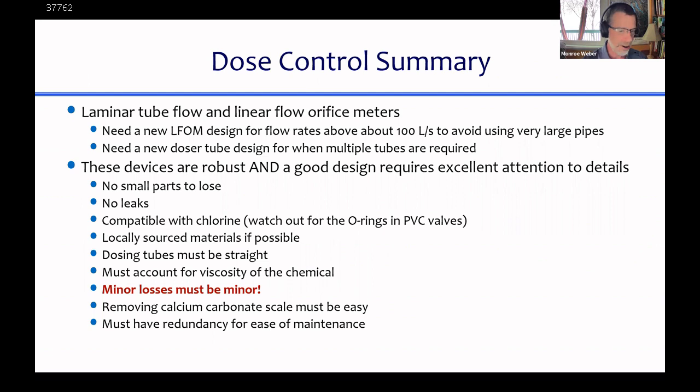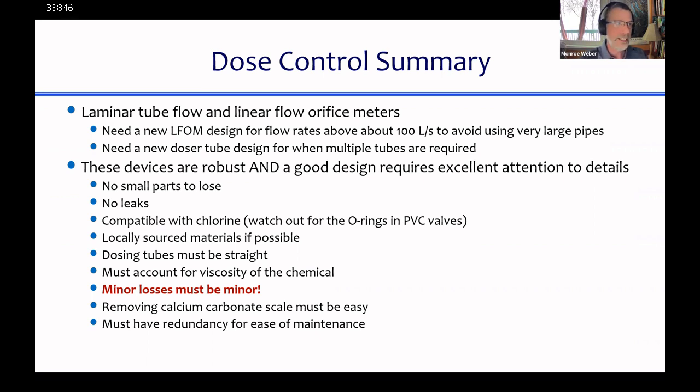So my summary of all this related to dosing: we need these two systems, laminar tube flow for our dosing tubes, and a linear flow orifice meter. There are opportunities for improvements on both of those. We need a new LFOM design for flow rates above about 100 liters per second. Once you get up to higher flow rates, you end up with 18-inch or 2-foot diameter PVC pipes, which are very awkward to work with.